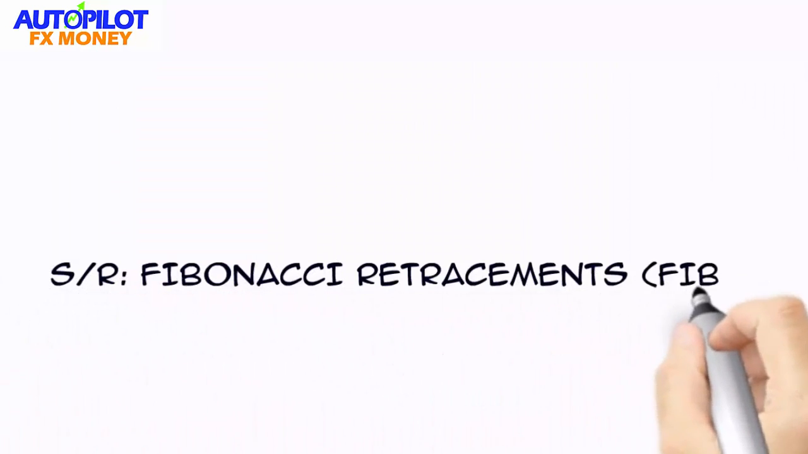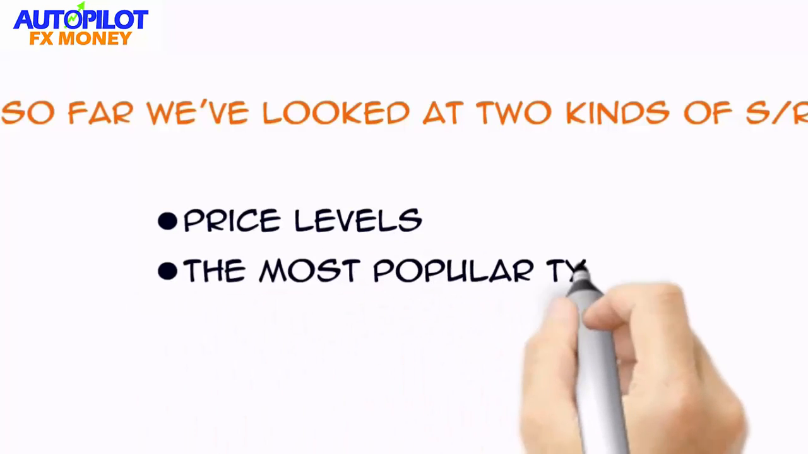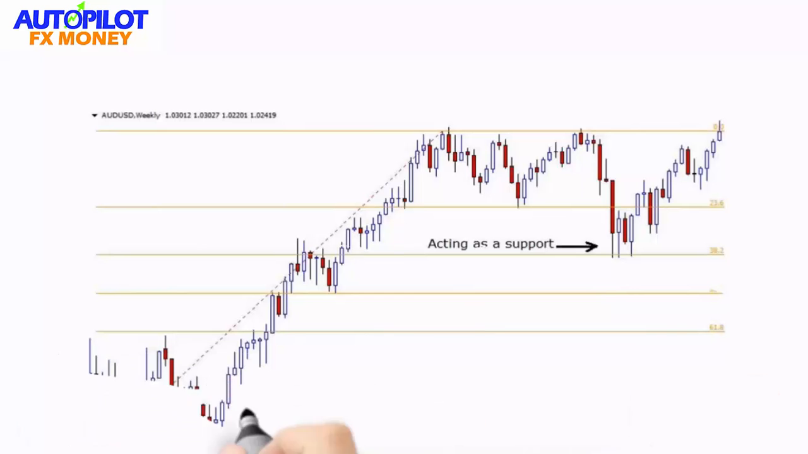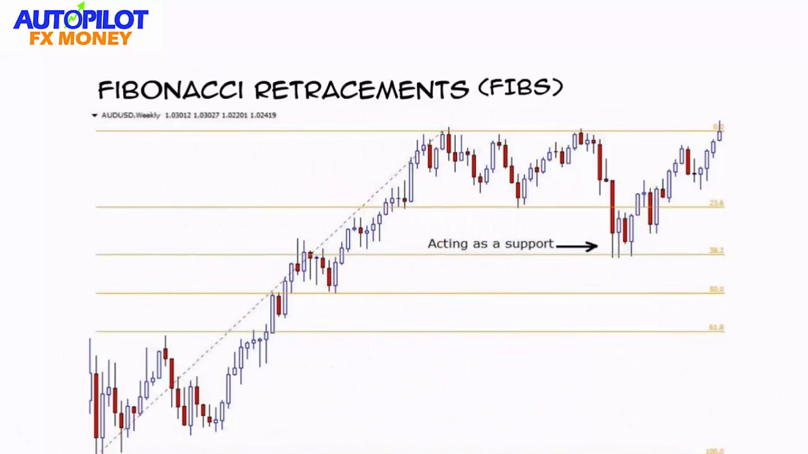Support and resistance, Fibonacci retracements, Fibs. So far, we've looked at two kinds of support and resistance price levels, the most popular types of trend lines. Now let's look at a completely different kind of support and resistance indicator called Fibonacci retracements, or Fibs for short.